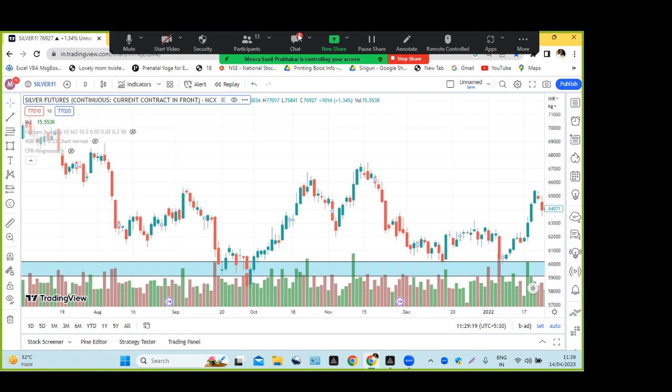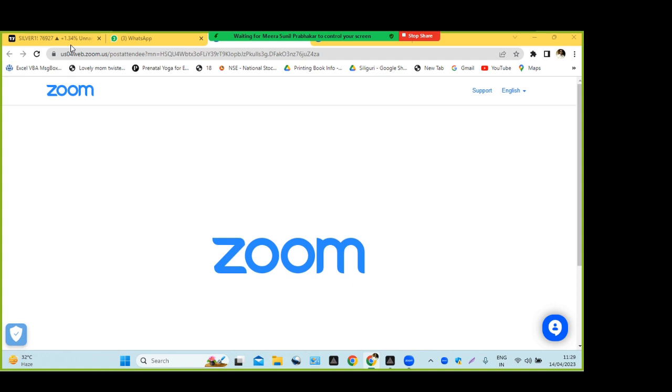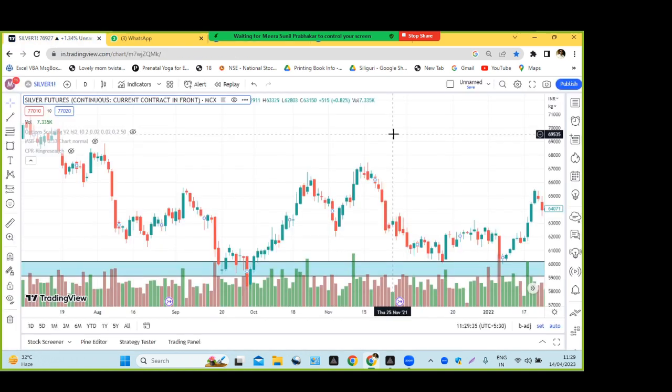Okay, I saw that it's a break. Modak ji is saying shooting star on silver future, 3rd Jan. Okay, so let's see on 3rd Jan. Ma'am, you go to 3rd Jan. Where is it? 3rd of Jan.